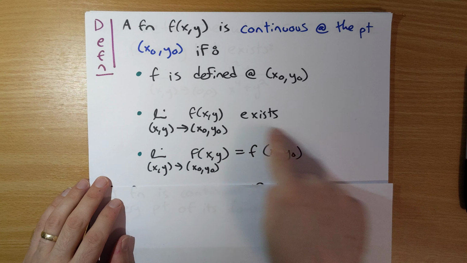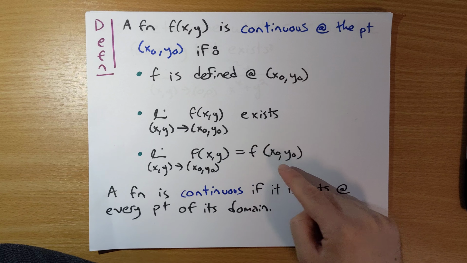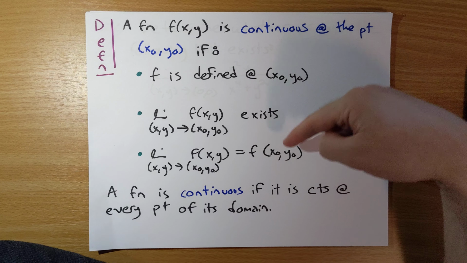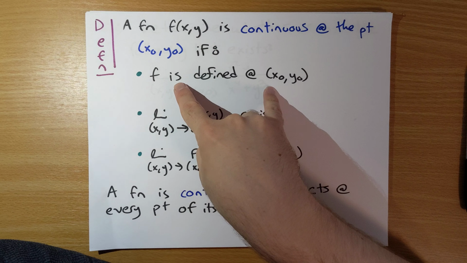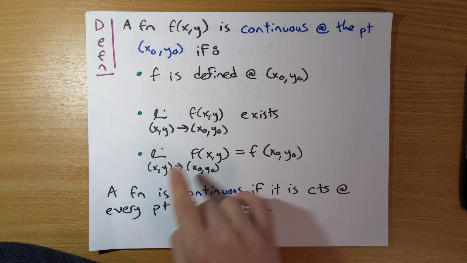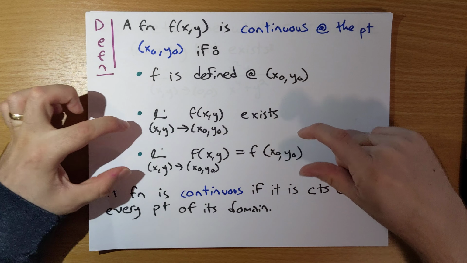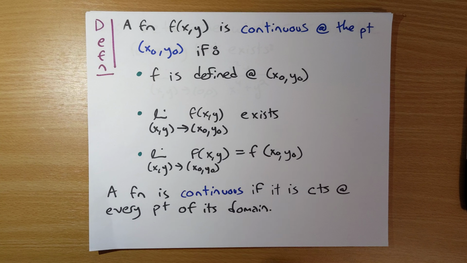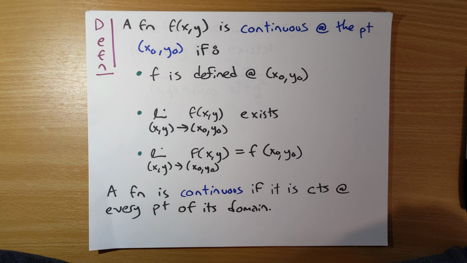Because if you say the limit as (x, y) goes to (x naught, y naught) of f of (x, y) is equal to f of (x naught, y naught), the fact that you're writing this implies that f is defined at (x naught, y naught). The fact that you're writing this here implies that the limit exists, that they equal each other. So really, this is the summary here. And again, to reiterate myself, these are essentially the same three conditions as we had about continuity back in Calculus 1. And so this is the definition for a function to be continuous at a point.